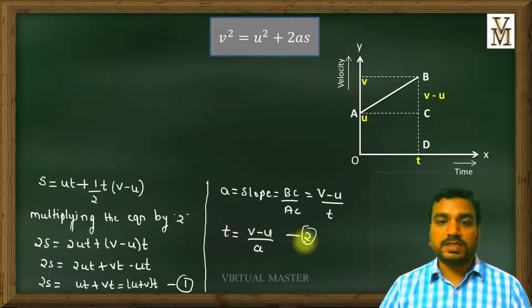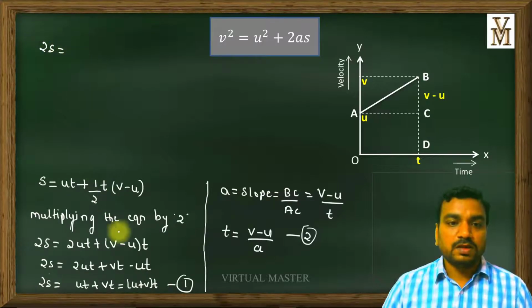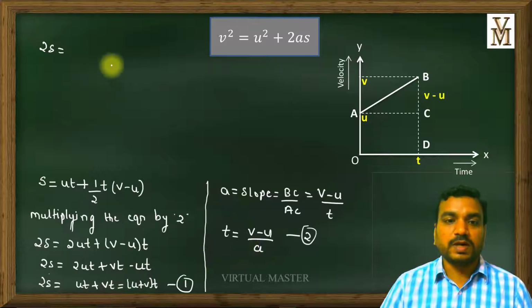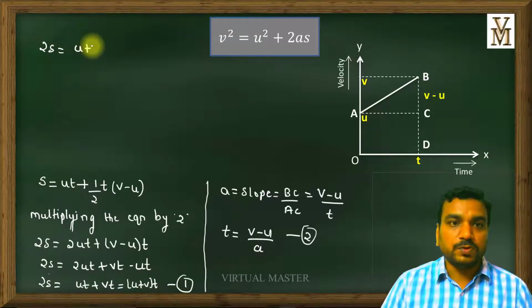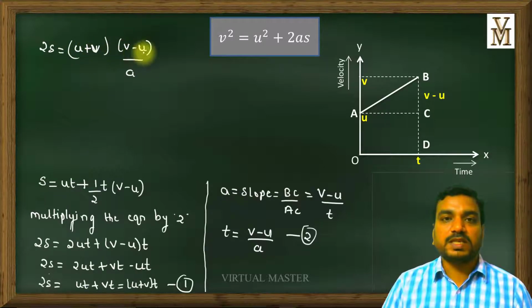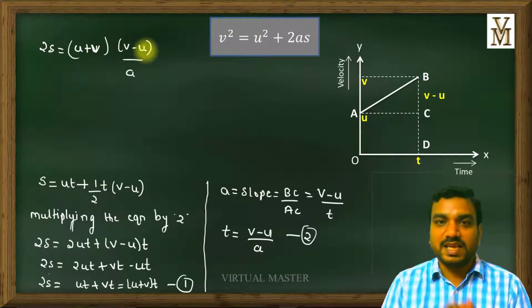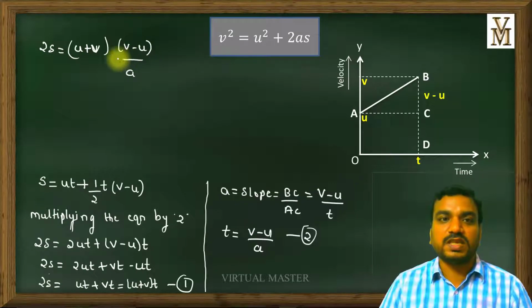Now I will substitute equation 2, that is the value of t, in equation 1. What am I going to get here? 2s will be equal to, if I replace t by (v minus u) by a, (u plus v) into t, where t is equal to (v minus u) divided by a. We know the formula: (v plus u) into (v minus u) will be equal to v square minus u square, isn't it? We have the formula (a plus b) into (a minus b) equals a square minus b square. We are going to use that formula.